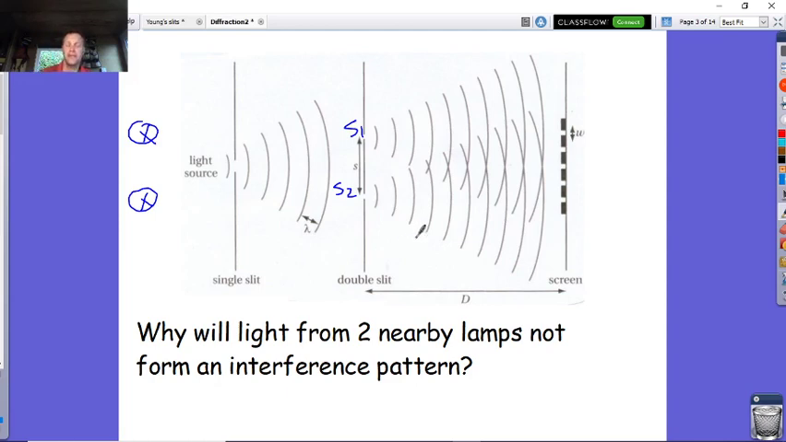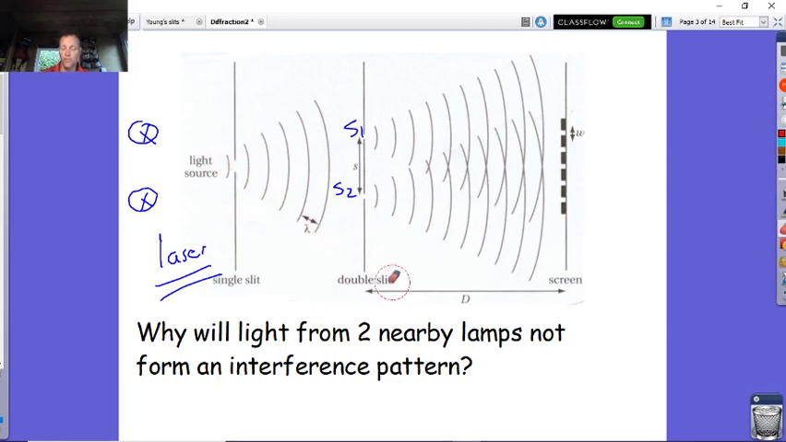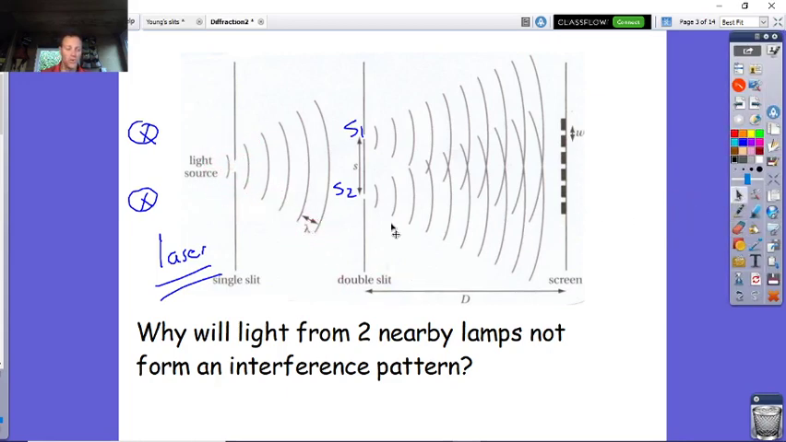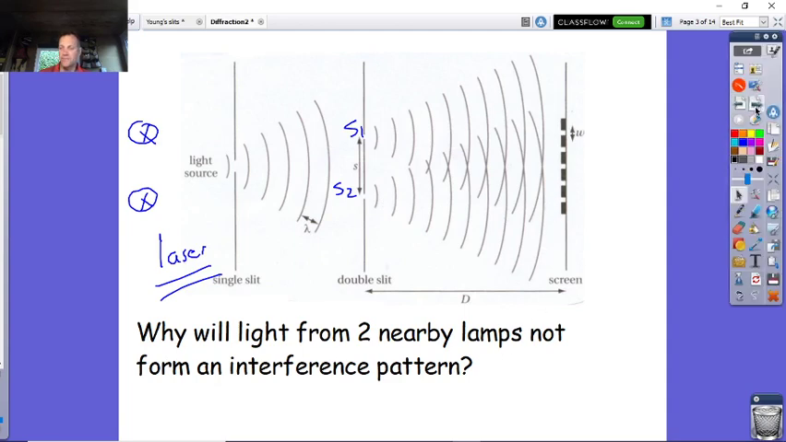Amazingly, Young did this way back in 17-something, using a candle. You'd have had no electric light bulbs then. If you're using a laser, and we will be using a laser in the lab when we do this experiment, you don't need this bit here. The reason is that laser light is monochromatic, number one, it's got light of one wavelength, but also it always produces a coherent light source. It's different to a lamp. Therefore, you can literally get rid of this bit, put laser light on S1 and S2, and you get a nice interference pattern.